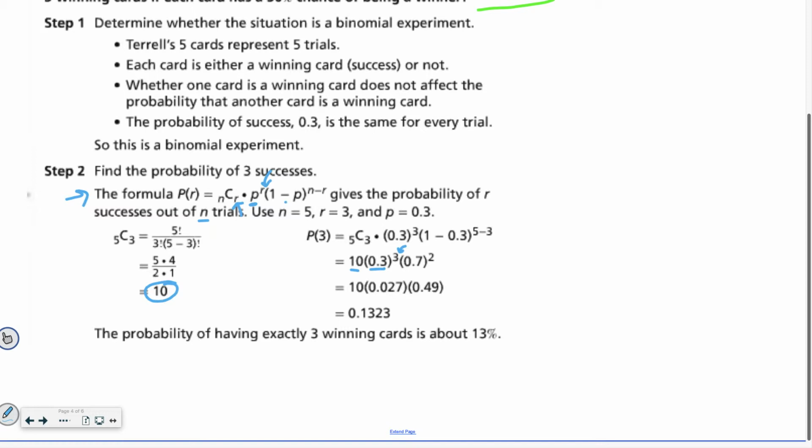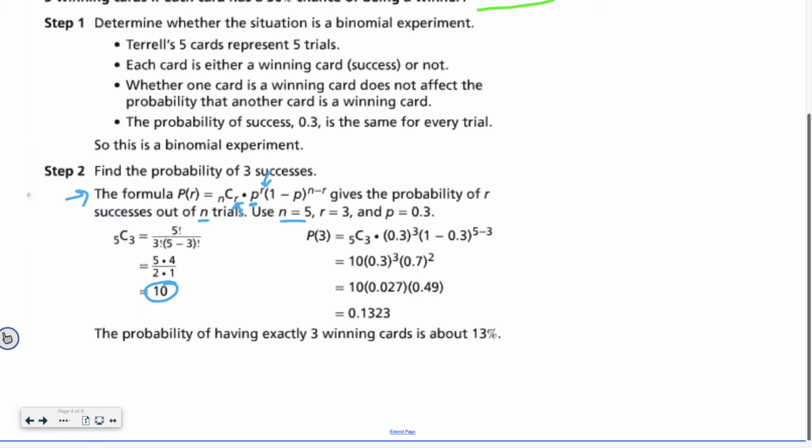And then you're going to multiply that by 1 minus the probability. So 1 minus 0.3 gives me 0.7. And then that's raised to the n minus r power. So remember, n is the number of options, the number of trials. There are 5 cards total, so I would do 5 minus 3, because that's how many I'm using. And that's how I got that 2 up there. Then when I plug this into my calculator, I get 10 times 0.027 times 0.49, and I end up with 0.1323. So the probability of having exactly 3 winning cards is about 13%.